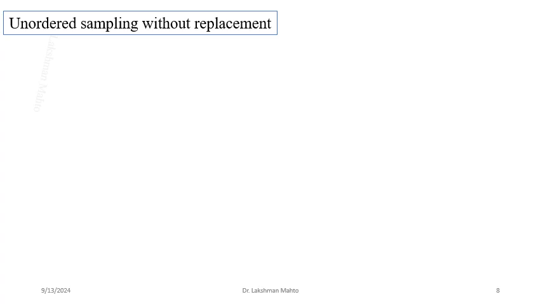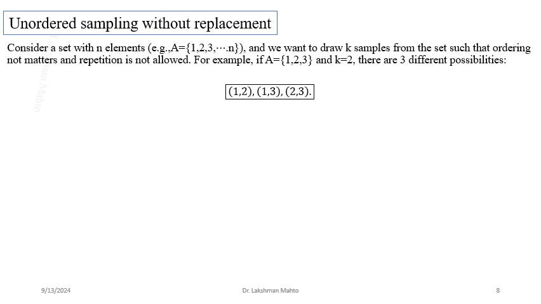So now another situation is coming: unordered sampling without replacement. What is the name of this one? In short, unordered. There is no order, and there is no replacement. So what is the name of that? Combination. So it is combination. It is very simple to talk about.